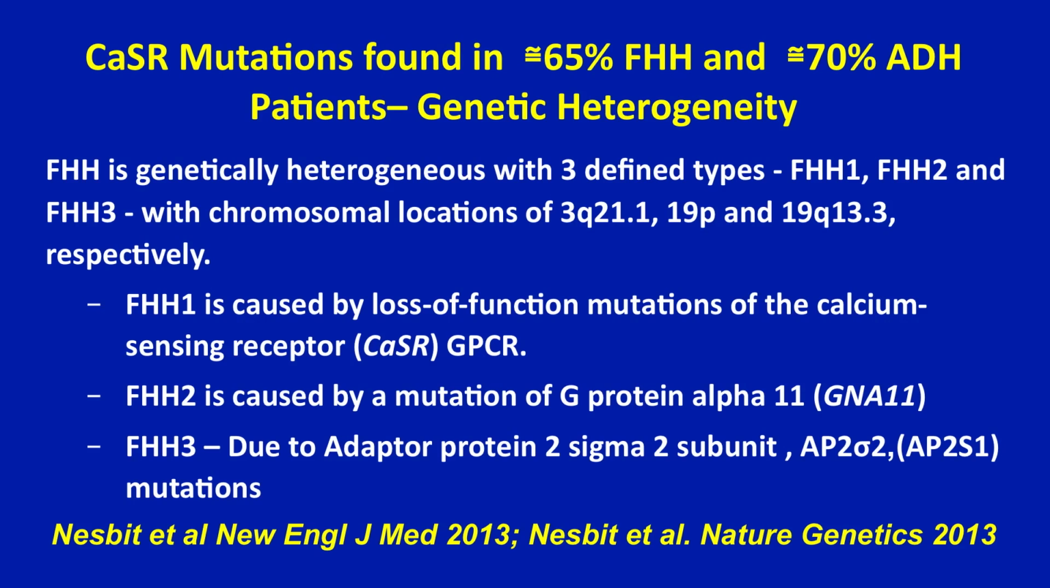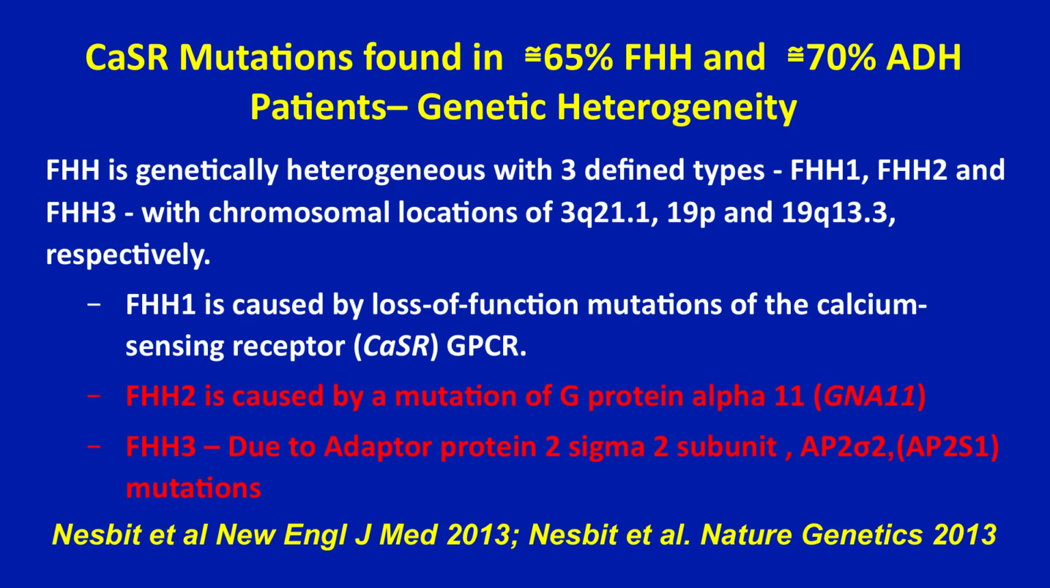So FHH is caused by loss of function mutation of the calcium sensing receptor, and this is on chromosome 3q. FHH2 is caused by mutation of G protein alpha 11, and this is on chromosome 19p. And FHH3 is due to adaptor protein 2 sigma subunit mutations, and this is on chromosome 19q. So there's heterogeneity, and there are different types of FHH, and as I'll show you in a moment, there are also different types of ADH as well. So what I want to do for the remaining part of the talk is to tell you about FHH, FHH2 and FHH3.